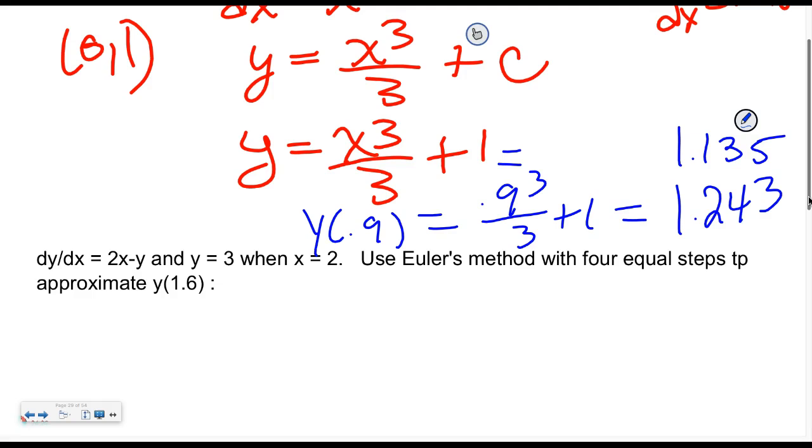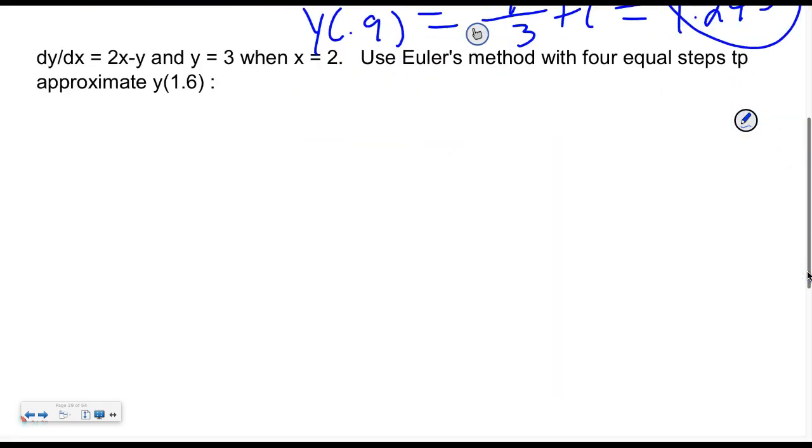But again, I asked, how could you make it better? And Addie said, take more steps, right? Actually, that's pretty good for only 3 big steps. It's way better than last year's. So I won't finish this whole one. I think you need to add 2x and then the minus y.